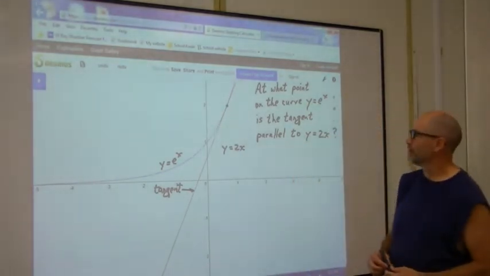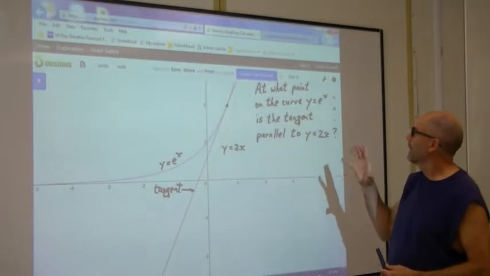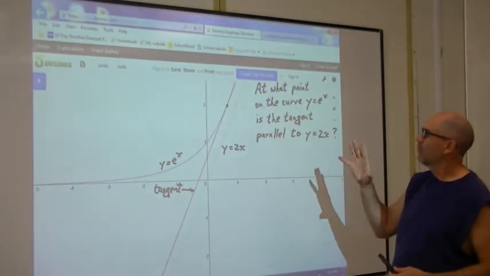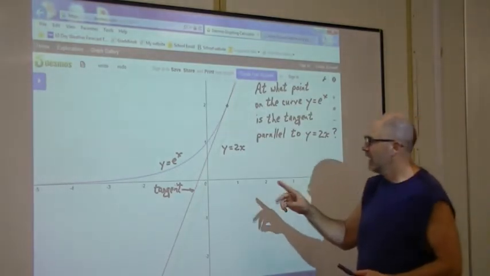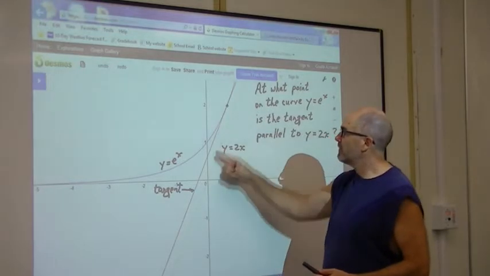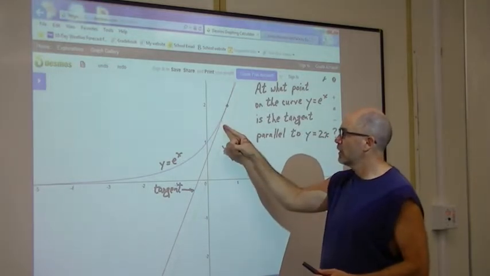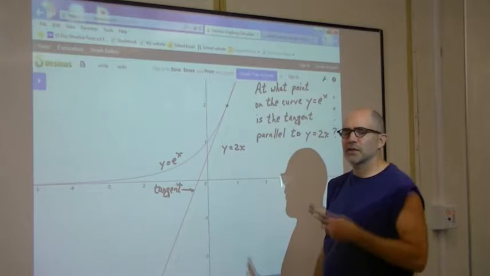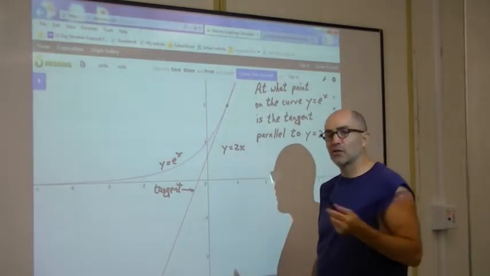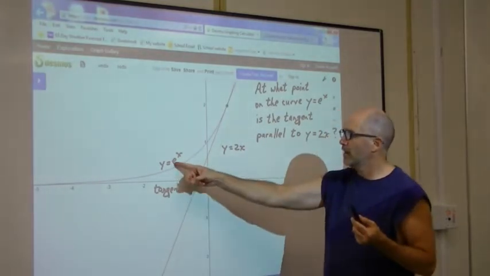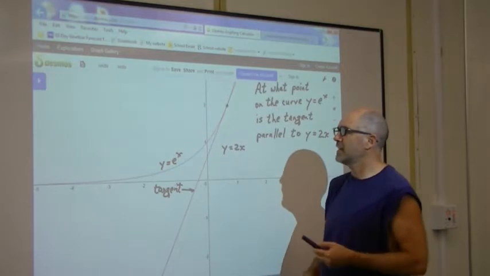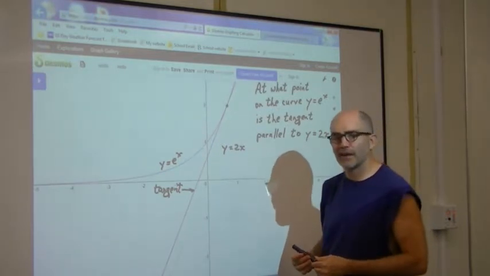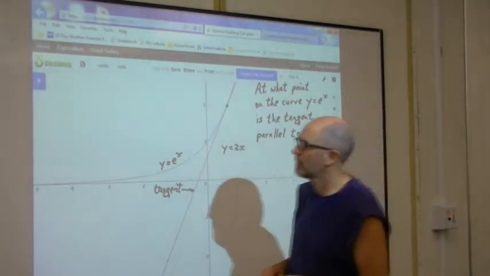All right, okay. So, notice what we're asking here. The slope of the tangent, oh, you know, it just occurred to me. I never did tell you what the slope of y equals e to the x is. We forgot something. Okay, we'll edit that out.